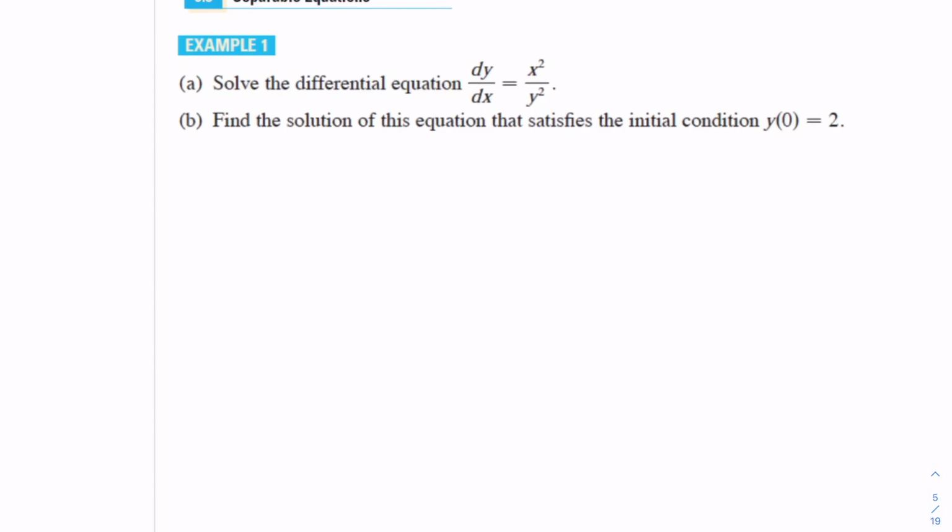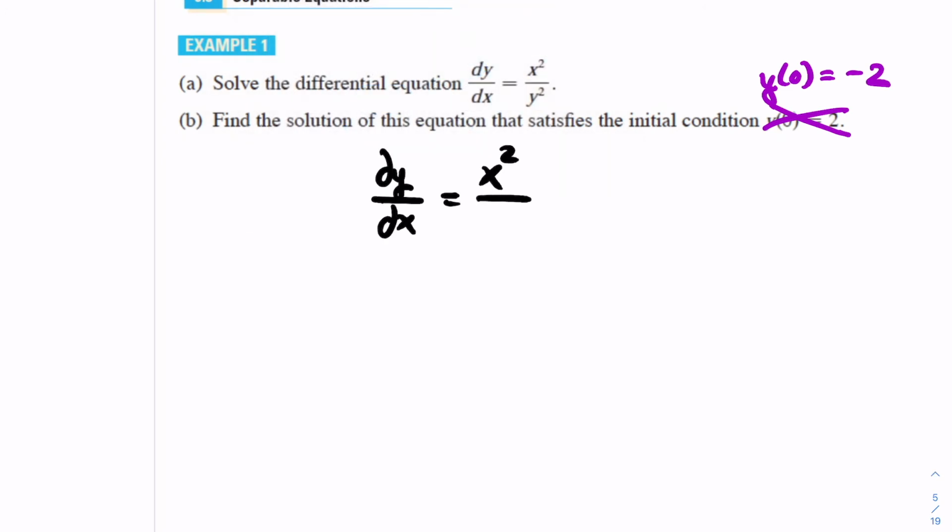So here's another example. Go ahead and write it down. Press play whenever you're ready. What I do want you to do is go ahead and change this to y of 0 is equal to negative 2. Okay? All right. So here's an opportunity for you guys to practice. Okay? Go ahead and press play whenever you're ready.